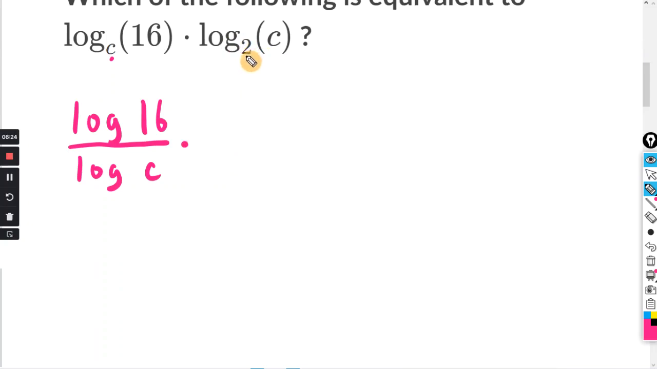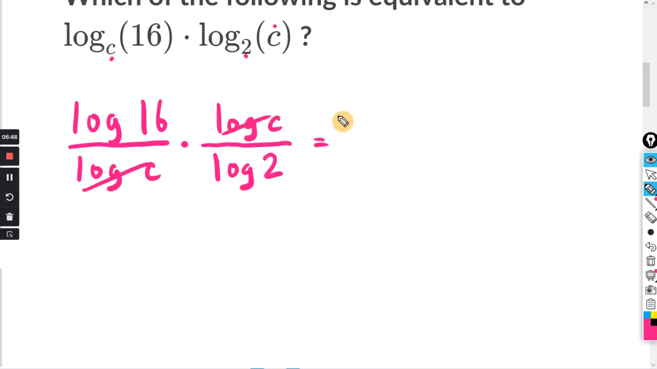All right, same here. The base is on the bottom, so log of the base 2, log of 2, is in the denominator, and the argument is in the numerator, log of c. Okay, and these fractions are multiplied, so we can cancel top and bottom. Log of c over log of c. And now we have log of 16 divided by log of 2.